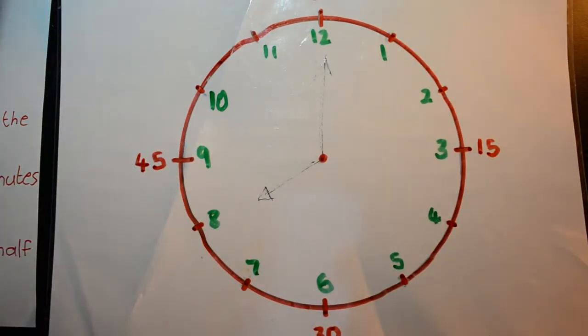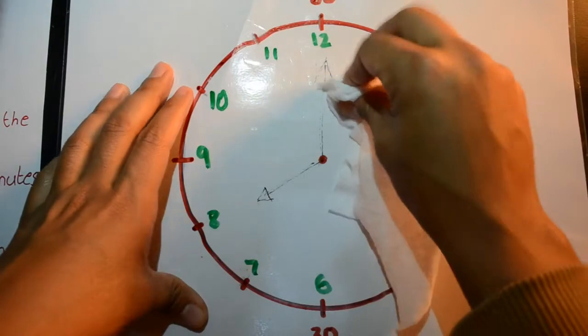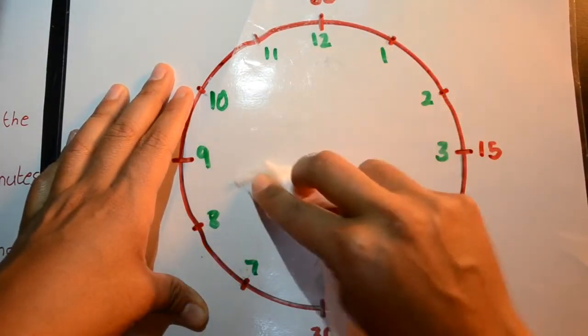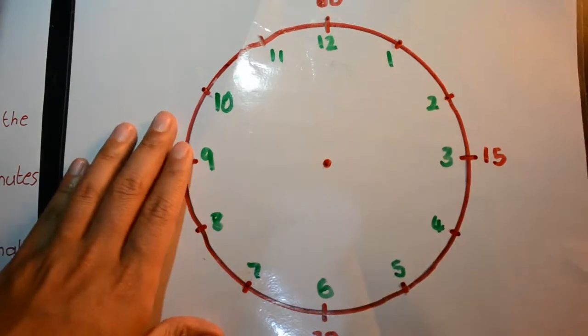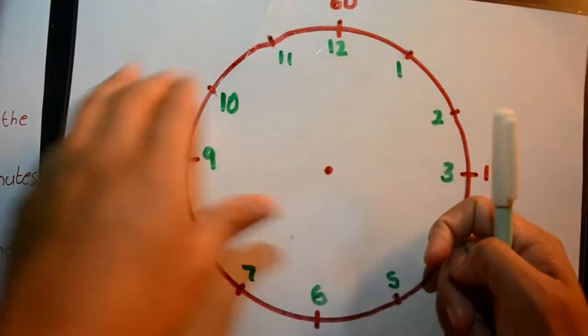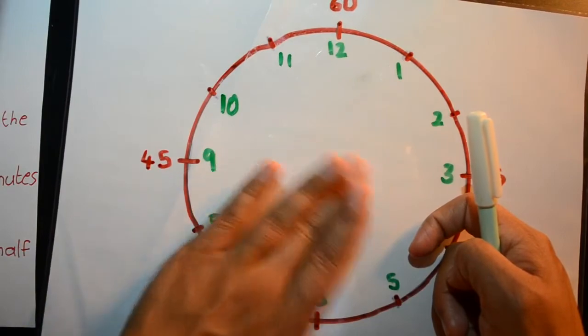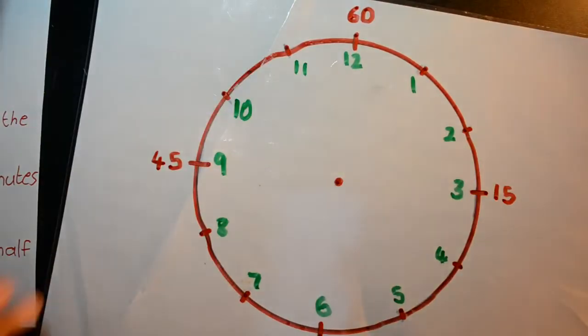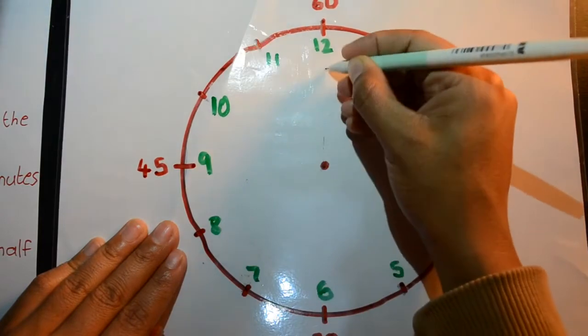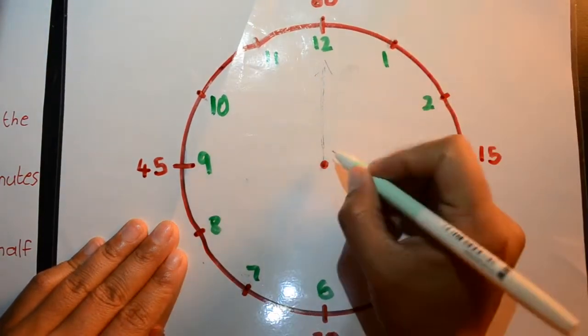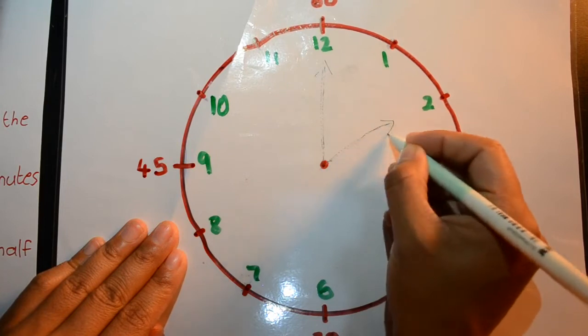After 8 o'clock, we do some schoolwork, and then we have 2 breaks, right? I'm not going to discuss the breaks now, but after the breaks, we have home time. And what time is home time? Home time is at 2 o'clock. So that would be where the long hand is there and the short hand is there.